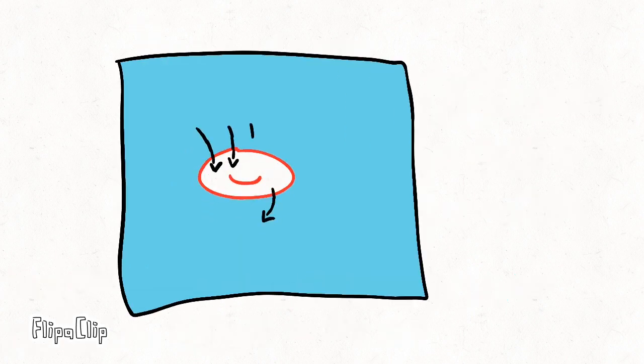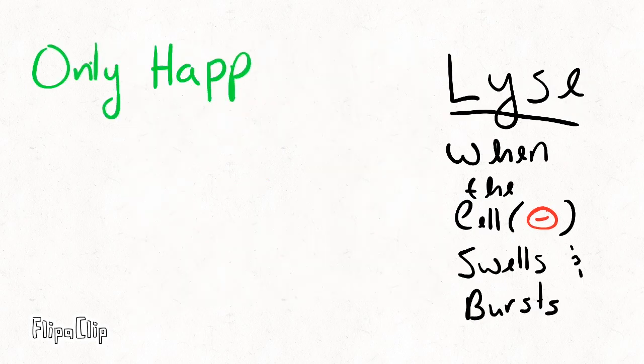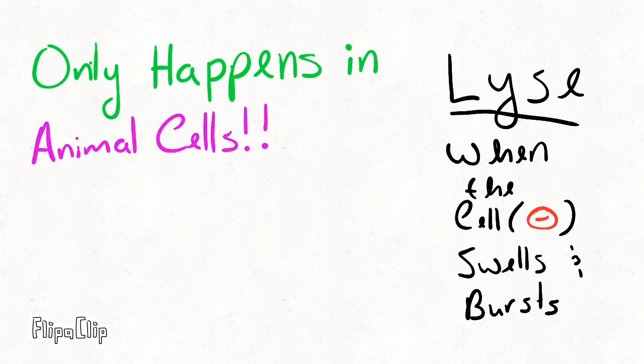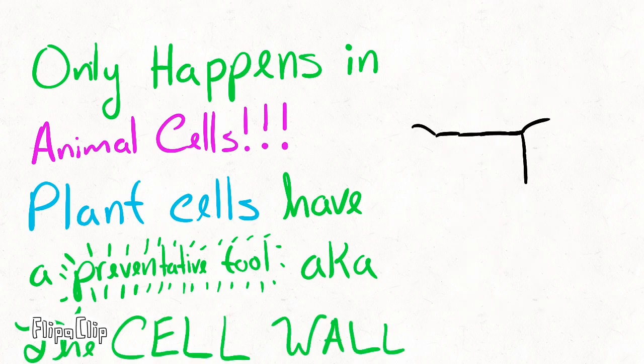As you can see in the demonstration is lysing in the blood cell, also known as when the cell swells and bursts. This only happens in animal cells. The reason why is because plant cells have a preventative tool known as the cell wall that prevents it from lysing.